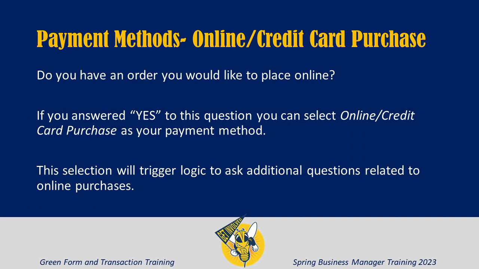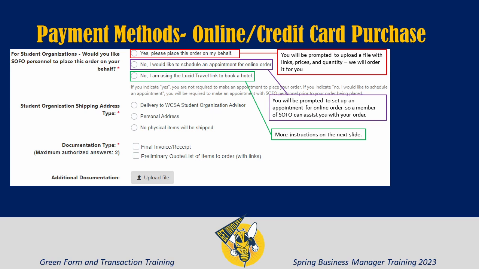Do you have an order you would like to place online? If you answered yes to this question, you can select Online Credit Card Purchase as your payment method. This selection will trigger logic to ask additional questions related to online purchases. Examples of vendors that might fall under this category are Amazon, Panera Bread, Enterprise Rental Car, BJ's, copy center requests, hotel reservations, and more.